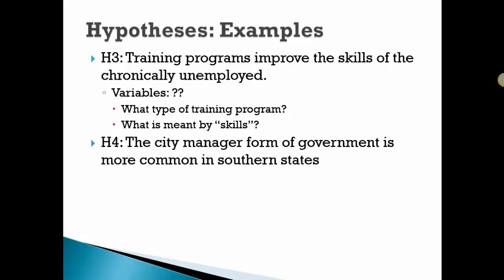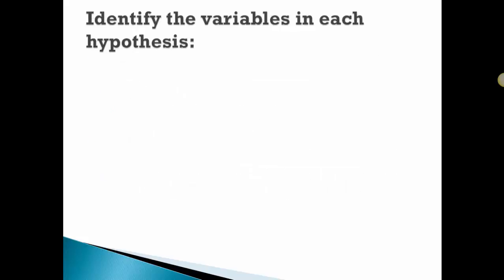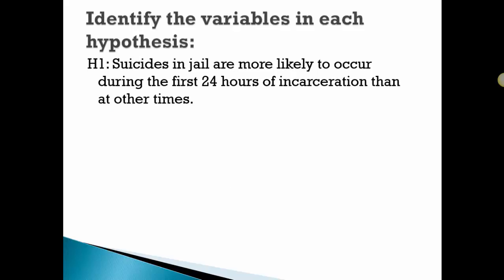The city manager form of government is more common in southern states. In this case, and in a minute we're going to talk about independent and dependent variables, they've given us a value for the independent, which is the region of the country, and also for the dependent, which is the type of government. Let's try a couple together. We want to identify the variables in each hypothesis.